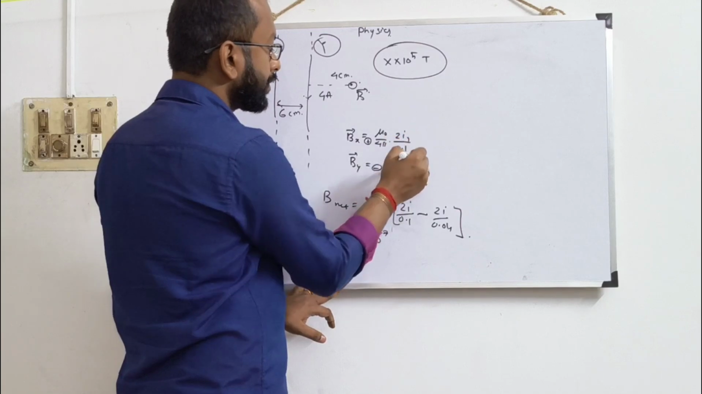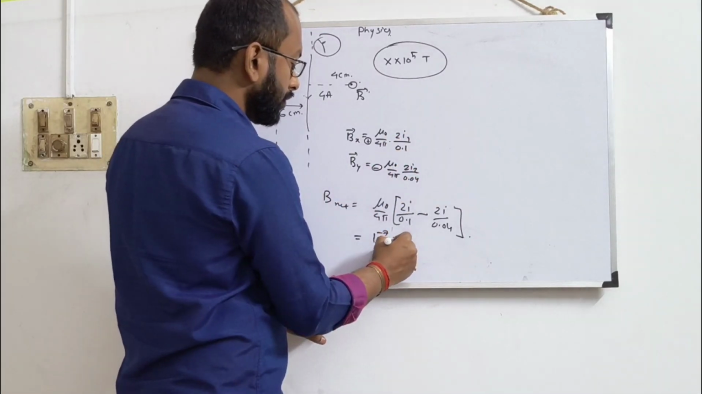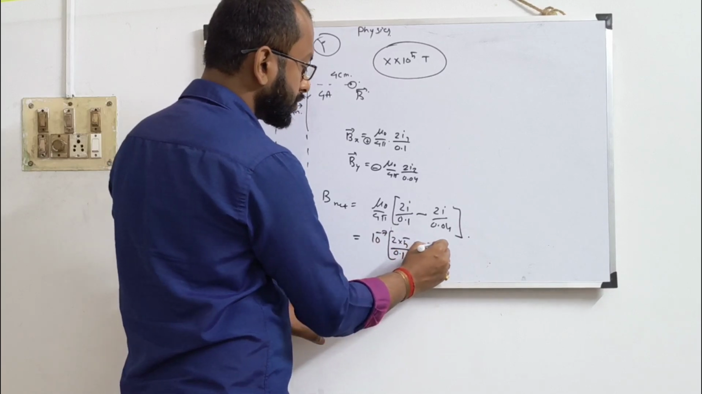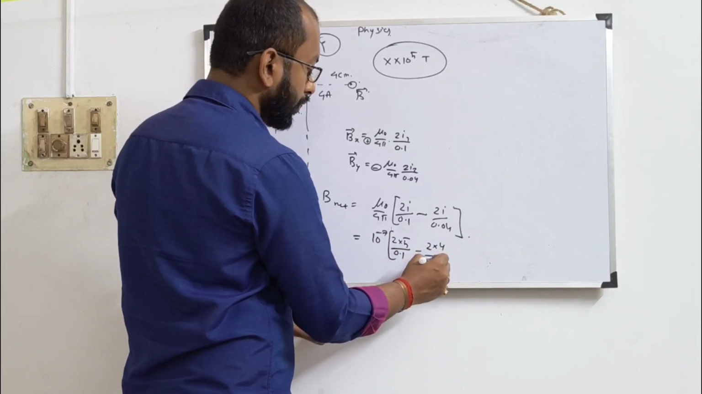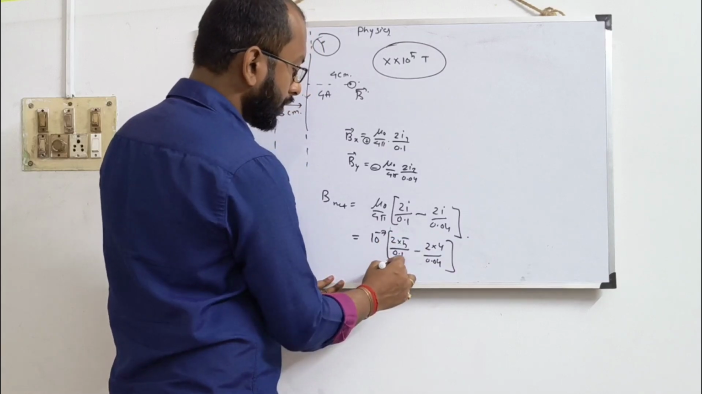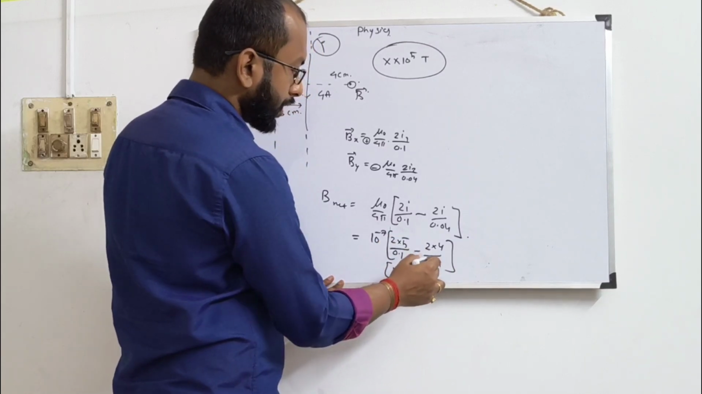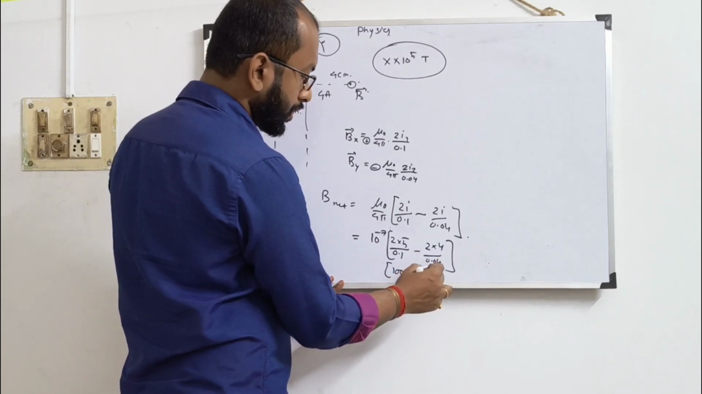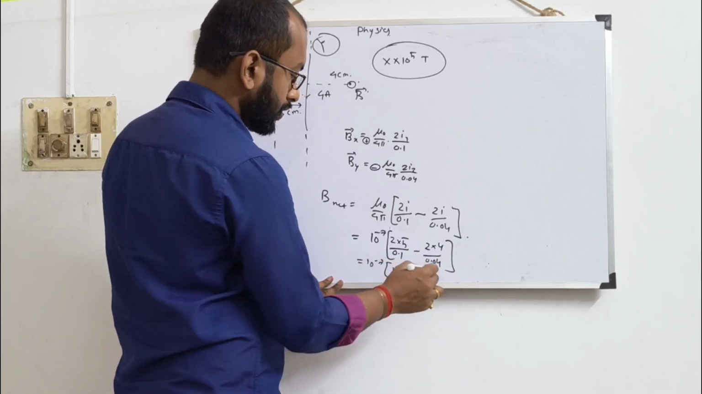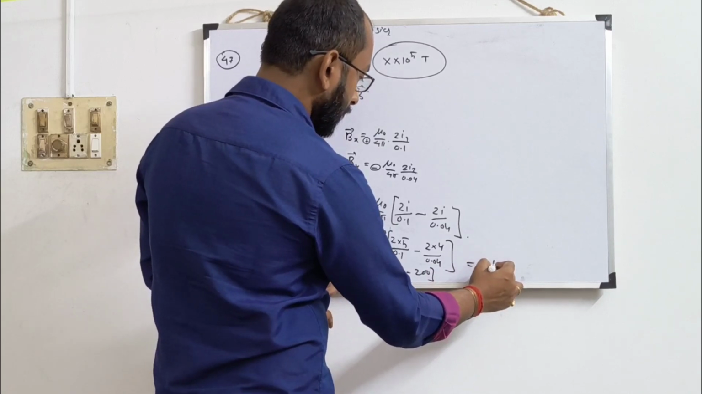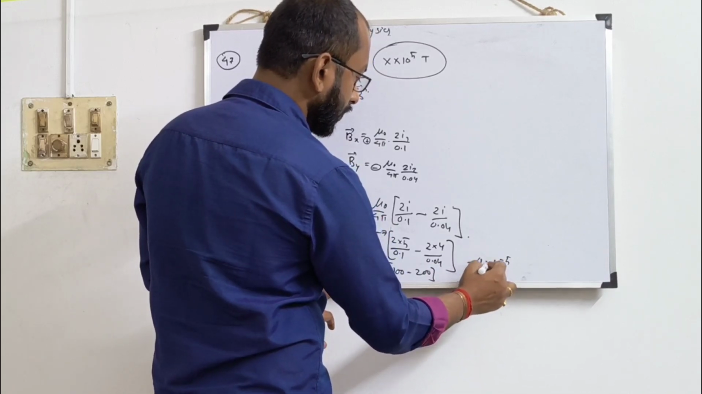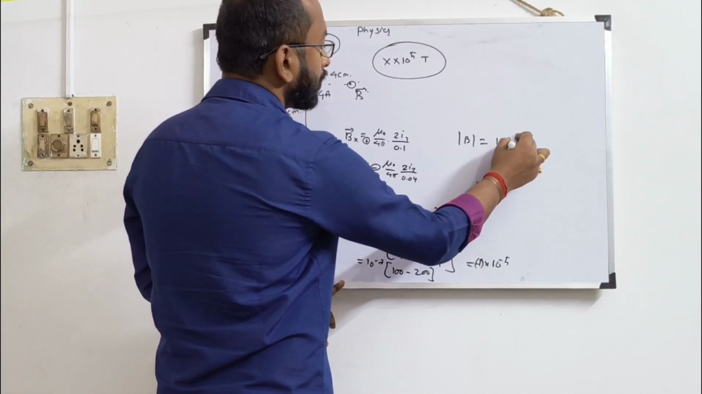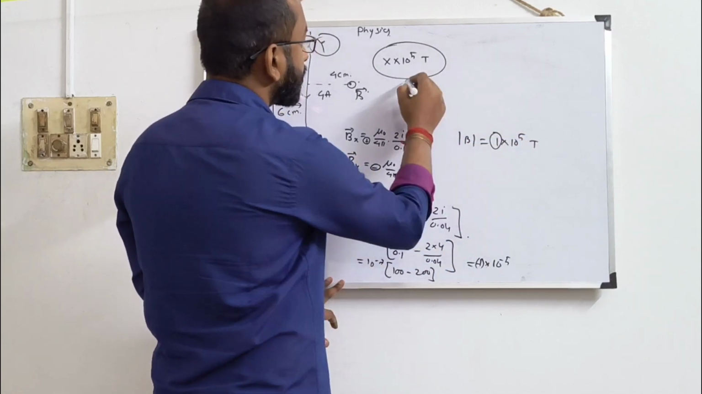Value of I for this wire, I1, I2, is 5 ampere. We'll just put the values. 2 into 5 by 0.1 minus 2 into 4 by 0.04. So 10, it is becoming 100, minus 800 by 4, that is 200, times 10 to the power minus 7. So the value is becoming ultimately minus 1, so minus 1 plus 1. So the magnitude is basically 1 into 10 to the power 5 Tesla. So the value of x is 1. That is the answer.